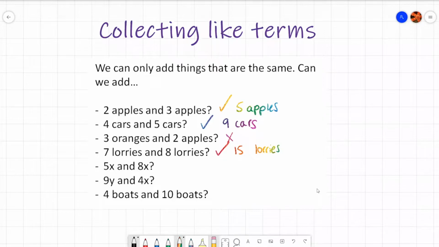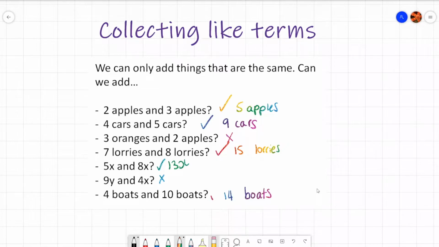Can I add 5x and 8x? I can. They're the same. So 5x add 8x is 13x. I can add them together. Can I add 9y and 4x together? I can't because they're not the same. Can I add 4 boats and 10 boats together? Yes, I can. That becomes 14 boats.